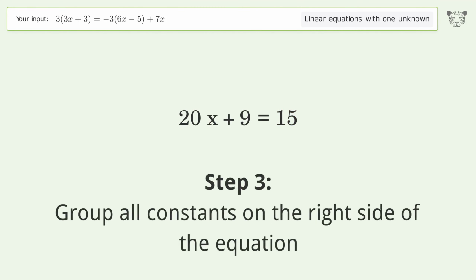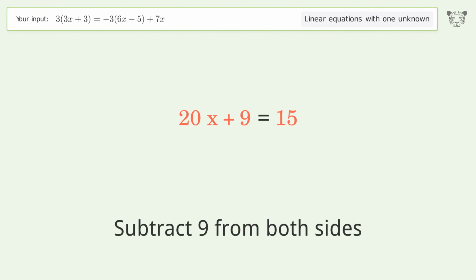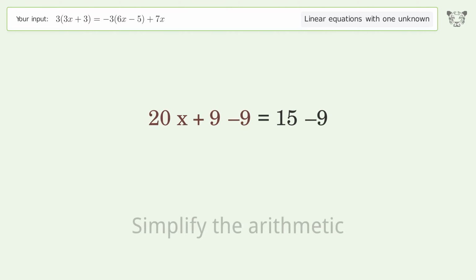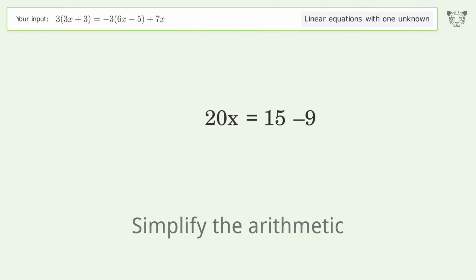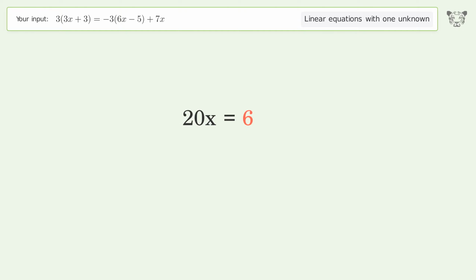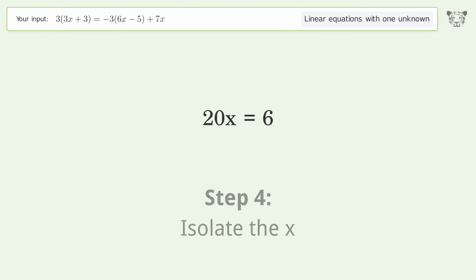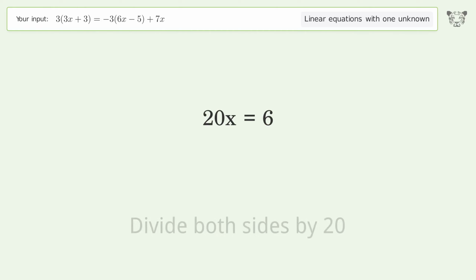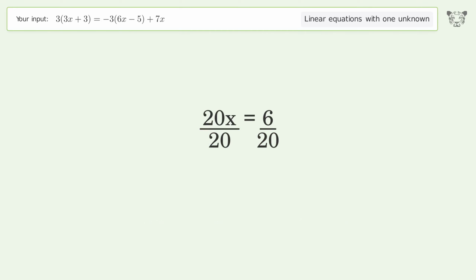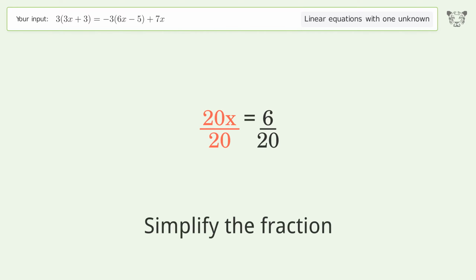Group all constants on the right side of the equation. Subtract 9 from both sides. Simplify the arithmetic. Isolate the x. Divide both sides by 20. Simplify the fraction.